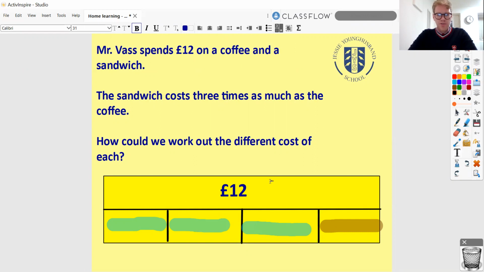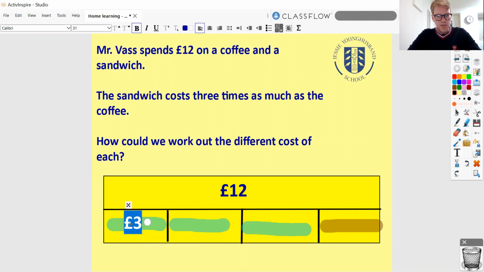A couple of ways we could do this. If you know your times tables, you might be able to think about your number factors there. Or we might be thinking about dividing by 4 as halving and then halving again. That would be fine. I'm going to think about my 3 times table. Actually, I know 3 times 4 is 12, and so I know 12 divided by 4 is 3. So each of these sections here is going to be worth £3.